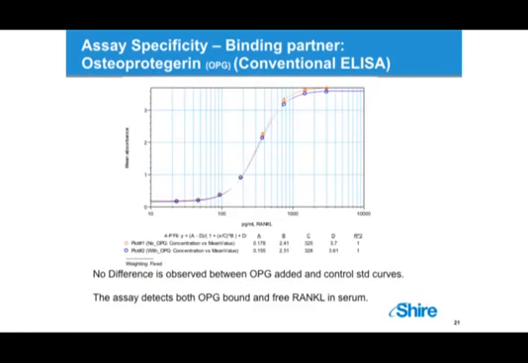And also looked at specificity, where you have a binding partner, OPG, that I was talking about that sequesters RANKL. So here I have two curves. This is a regular conventional ELISA, where the blue curve is with OPG, and the red curve is without OPG, and there is no difference between both. That shows that OPG, a binding partner, won't influence the assay, and also the assay can pick both bound RANKL and free RANKL. It's all good. We have a pre-qualified assay that's working well in human serum.